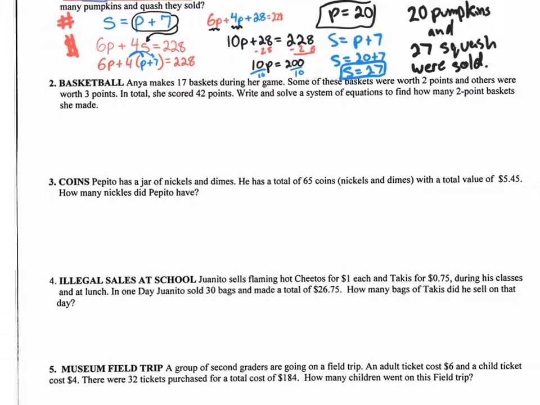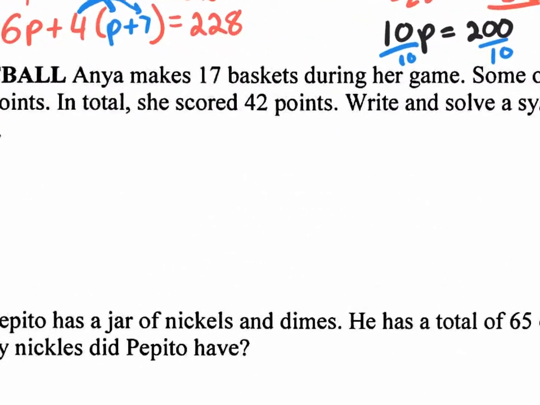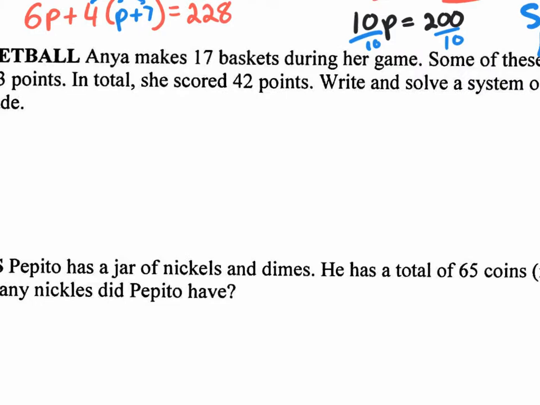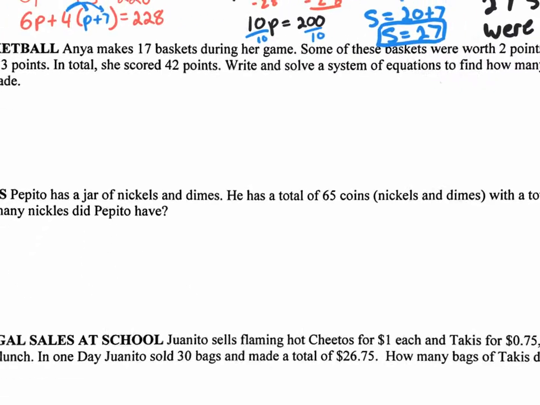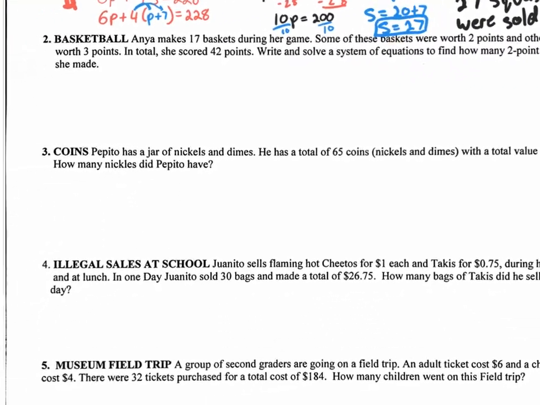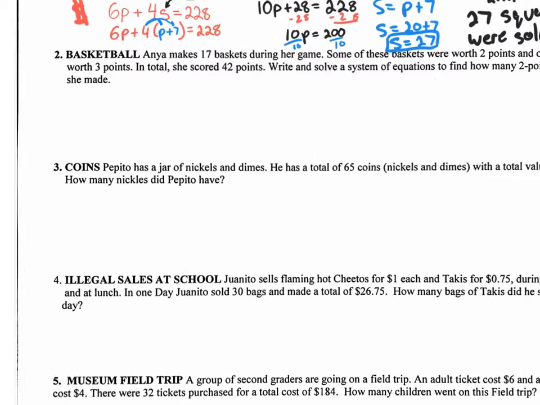The next one, basketball. Okay, so this girl makes 17 baskets during her game. Some of these baskets were 2-pointers, obviously, and others were 3-pointers. In total, she scored 42 points. Okay, so what kind of equations? This time we don't have money, right? There's no money involved. It's actually baskets and what else? Points, that's right. So we need to make an equation based on baskets, and we need an equation based on points.